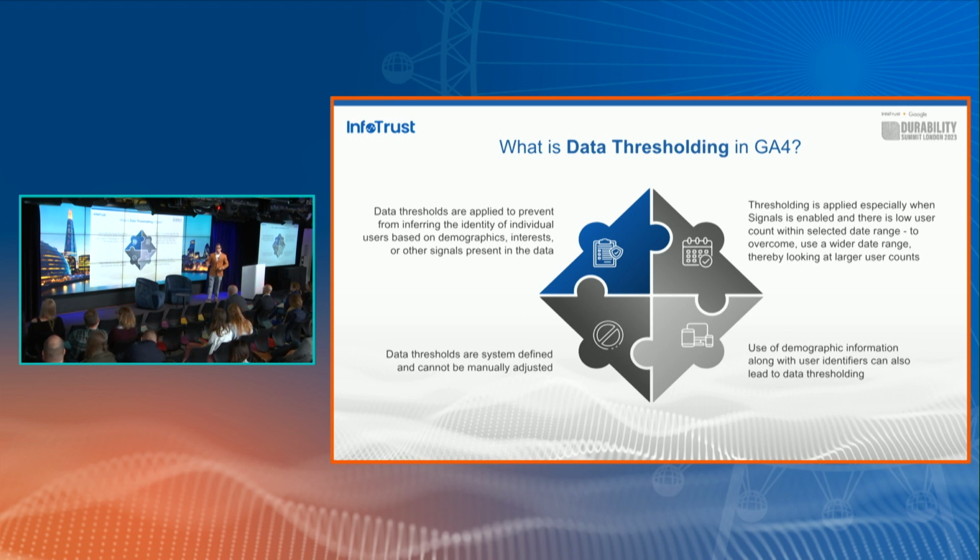Also note that when you enable Google Signals, that's one way in which data thresholding gets enabled, especially because Google Signals is identifying users cross-device. So there's also a need to ensure the end user's privacy is not breached. And when you use demographic information within your reports, that's another way in which data thresholding gets enabled. A couple of ways to get around it would be adjusting the date range and things like that.